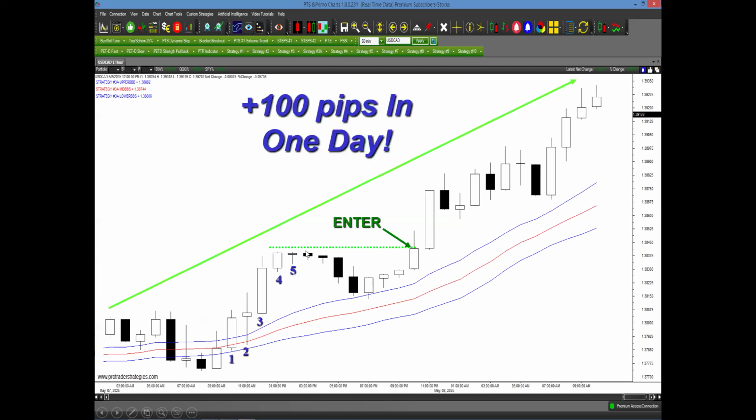Remember now, the trade is negated if it comes all the way down and closes within these Bollinger Bands. But it never did. It touched it, but still didn't close. So it was still a valid setup. And you could have made 100 pips in virtually 1 day. 100 pips is roughly $1,000 per unit, okay? Let's say you made half of that.